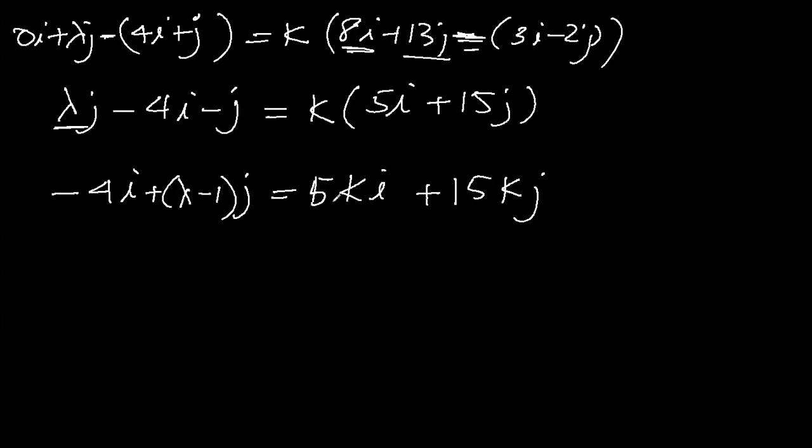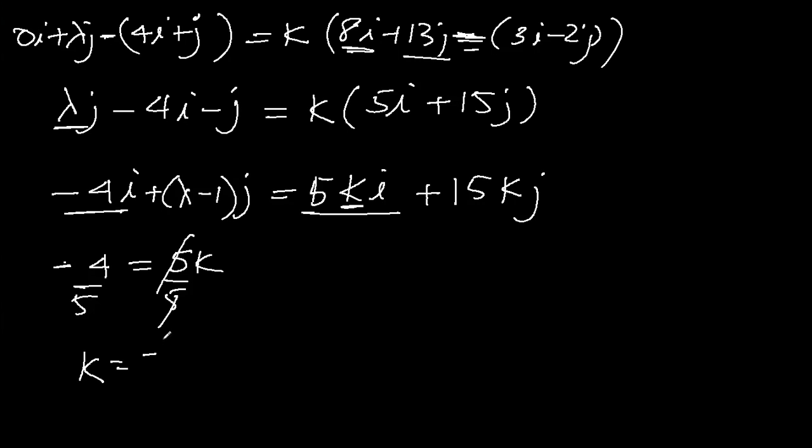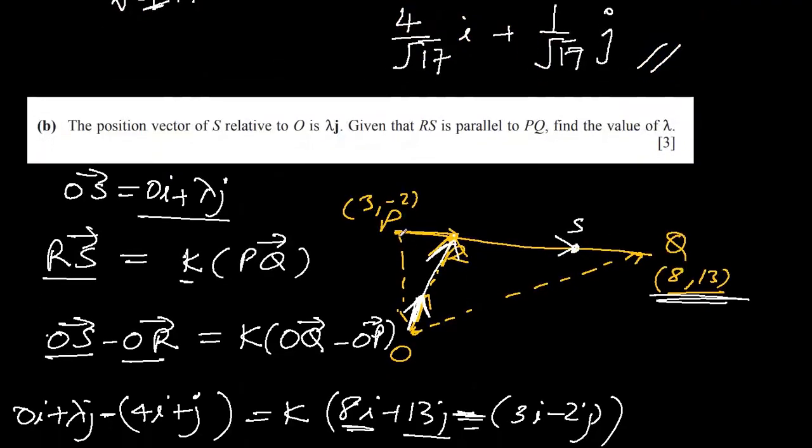Alright, so we'll have to find the value of k first, and I can compare i's, because the j direction can never become i and the i direction can never become j. So we compare i's with i's. Minus 4 from here equal to 5k from the right side. So divide both sides by 5. k comes to be minus 4 over 5. That means PS is negative 4/5 of PQ.